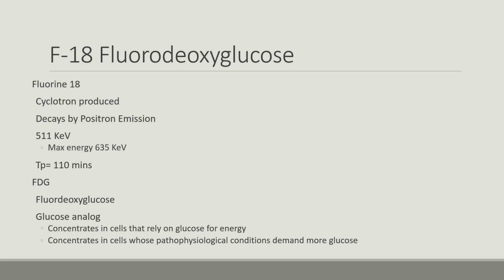And then the radiopharmaceutical is fluorodeoxyglucose, also known as FDG. This is a glucose analog, concentrates in cells that rely on glucose for energy, and concentrates in cells whose pathophysiologic conditions demand more glucose.